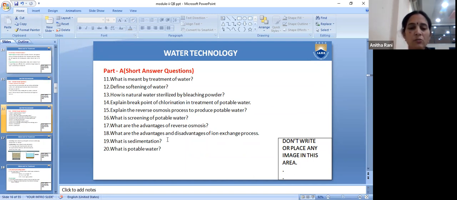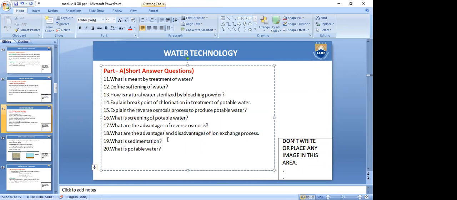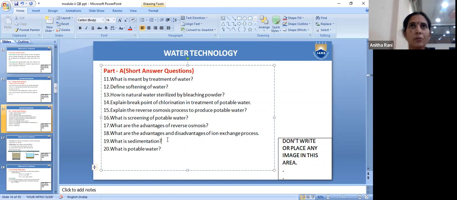Students, are you listening to me? Yes, ma'am. Fourth point: the semi-permeable membrane we can use for up to 2 years. Once you buy the semi-permeable membrane and fit it in the chamber, you can purify water for up to 2 years. After 2 years, you can remove that semi-permeable membrane and replace it with a fresh one. So these are the advantages of reverse osmosis that you have to write.